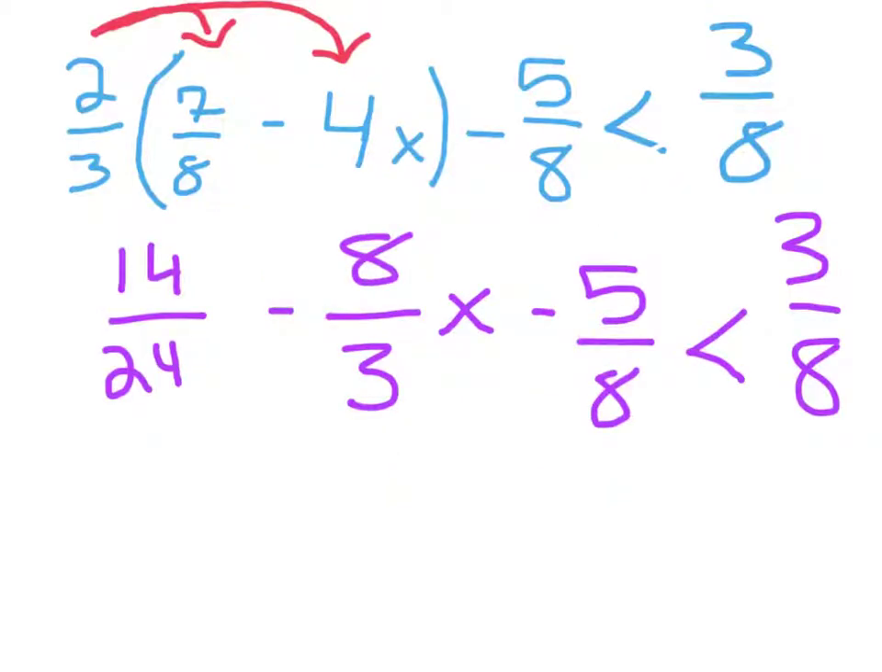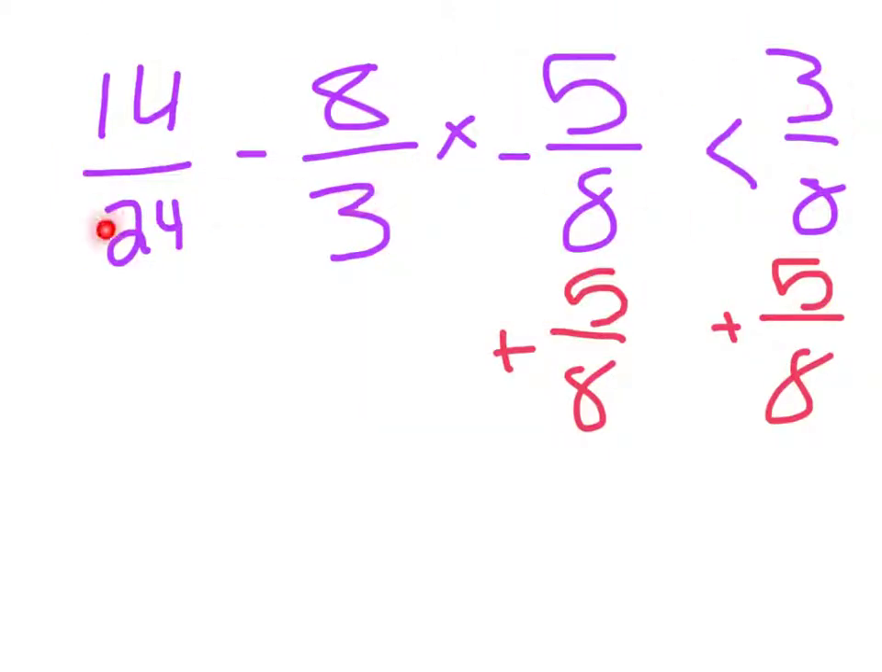Problem number 3. For this problem, you're going to distribute the 2/3 into the parentheses. So here we go, here and here. And you come out with 14/24 minus 8/3 x, because you had an x up here, minus 5/8 is less than 3/8, which is the same up here.